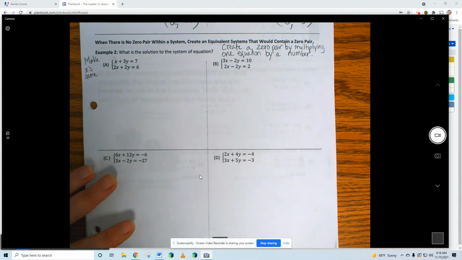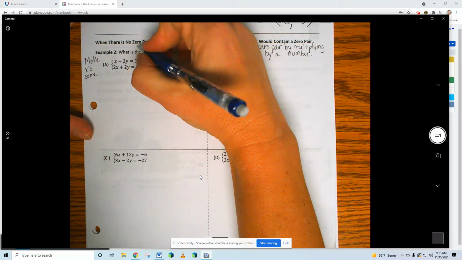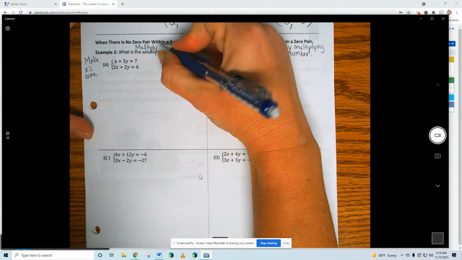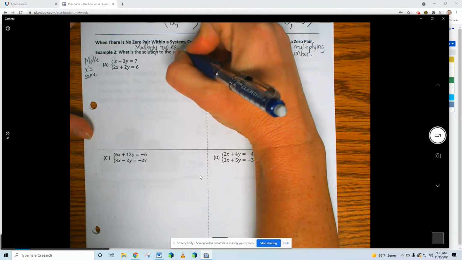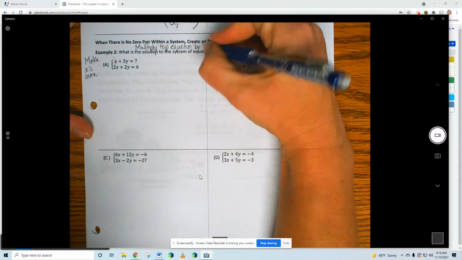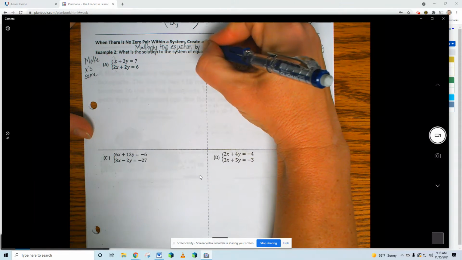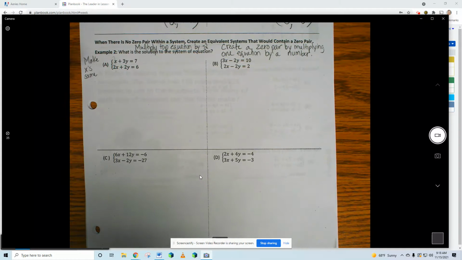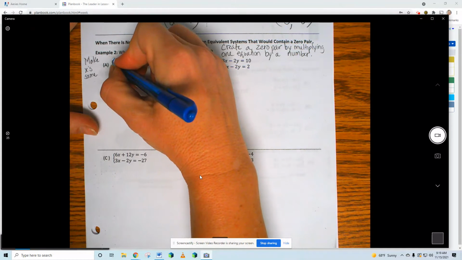Multiply it by negative 2. So what's happening is you're going to multiply the top equation by negative 2. And this is just for this example. Next time, we might be multiplying by 5 or 4, I don't know. So here's how this looks. You're only going to multiply the top equation by negative 2.